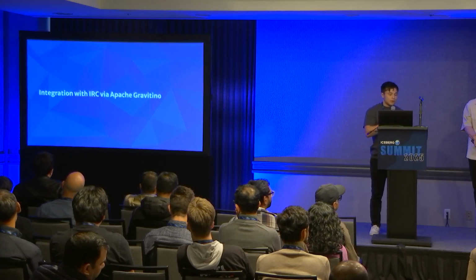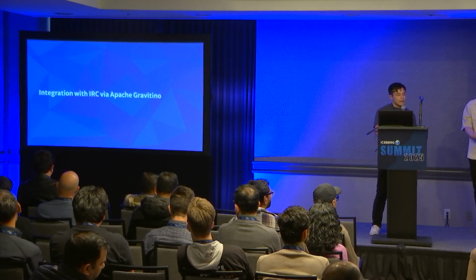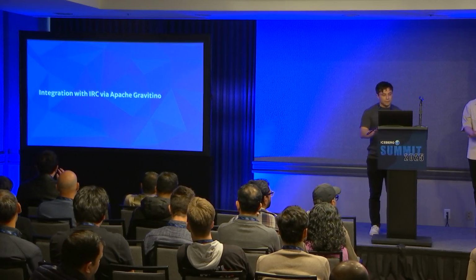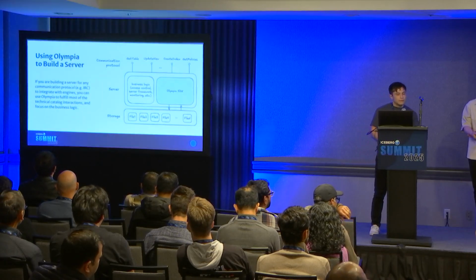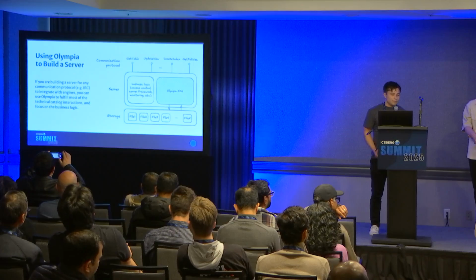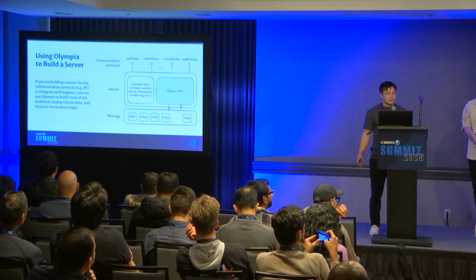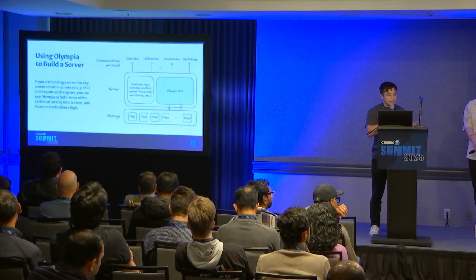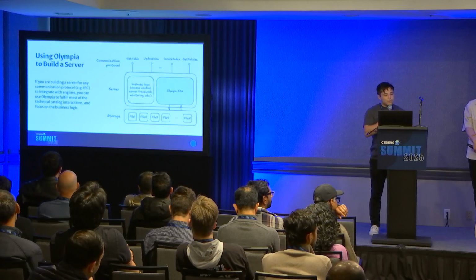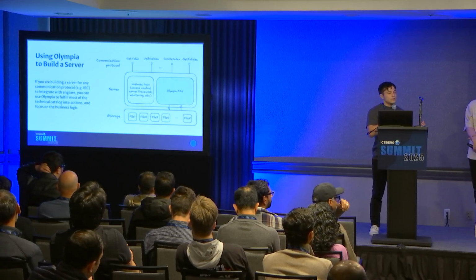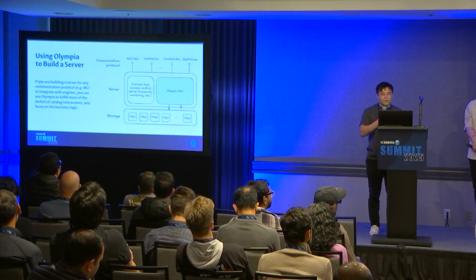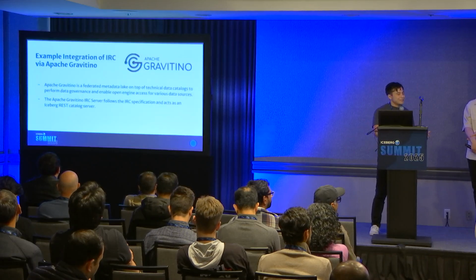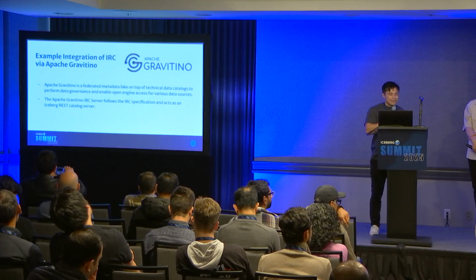Okay, so for the next integration, we're going to go over its integration with IRC via Apache Gravitino. And here you could see the infrastructure of what it means to integrate with the IRC, because if you're building a server for any communication protocol, for example, IRC, to integrate with engines, you can use the Olympia to fulfill most of those technical catalog interactions and focus mostly on the business layer. And since we're using Apache Gravitino, here's an overview.